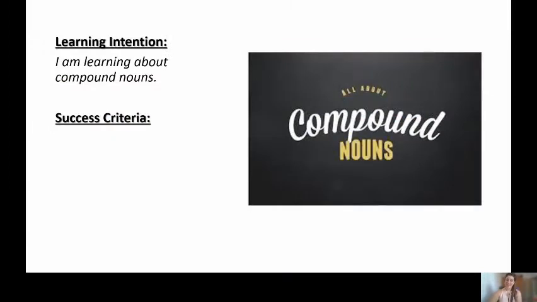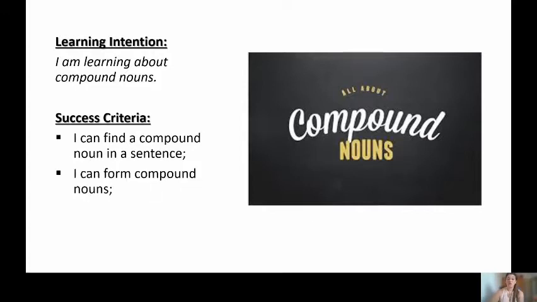What am I learning today? I am learning about compound nouns. By the end of the lesson, you would be able to find a compound noun in a sentence. You would be able to form compound nouns and to use a compound noun in a sentence.